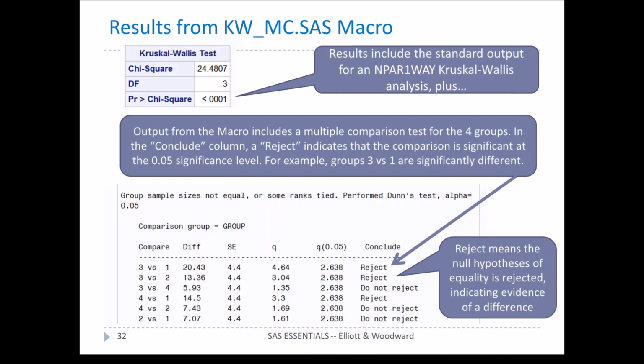For example, if you look at the first one, the first row in this table, we're comparing group 3 versus group 1. The difference in the rank sums, I believe, is 20.43, but we're going to conclude reject, which means we're going to reject the null hypothesis, in this case that they're the same, and we're going to conclude that 3 and 1 are different. And so on, so forth, for all of the possible comparisons here in this table.